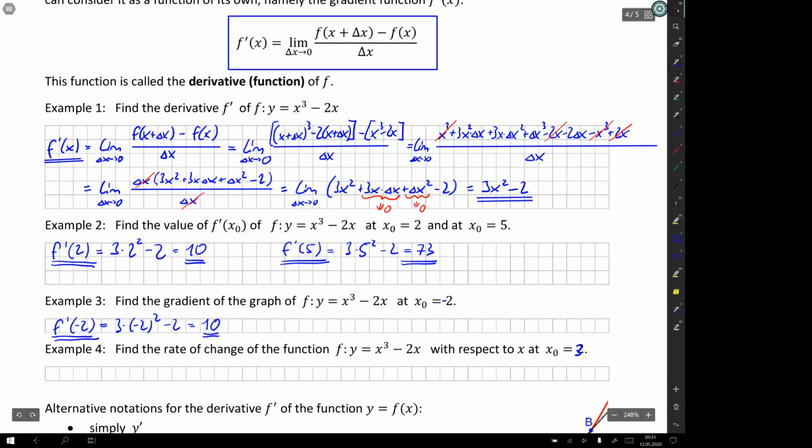Another example, here we want to find the rate of change of the function f, the same one still, with respect to x, the rate of change at x0 having the value 3. Again, we can just use our f dash that we found. What we want is f dash of 3. So insert the 3, we get 3 times 3 squared minus 2. So we get the rate of change is 25 at x0 equals 3.